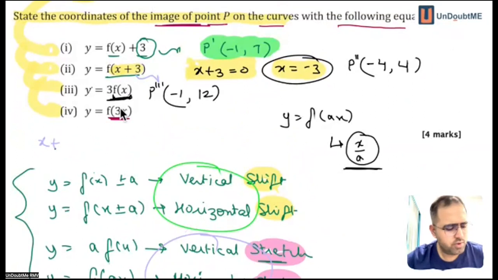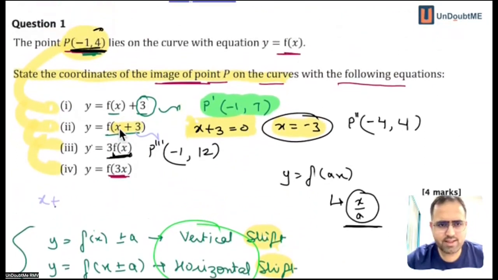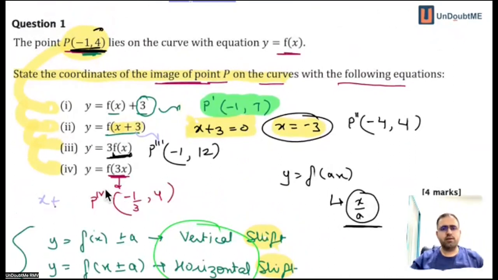Okay. So since it is f of 3x, can I say that the x coordinate will be divided by 3? That's why the new coordinate will be minus 1 by 3, comma 4. Yes. So this is what I always used to get confused about. Just to clarify, in the third one, when it's a vertical stretch, only the y value gets affected. The x value remains the same, right? Yes. And in the horizontal stretch, only the x value gets affected. The y value remains the same, right? It's the same. Okay, I got it now.